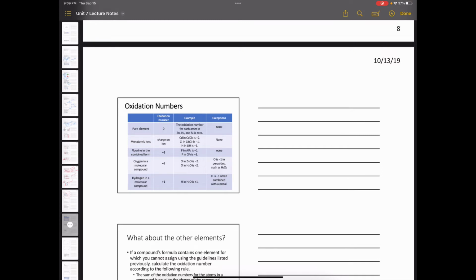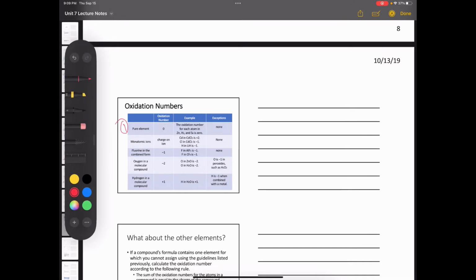Rule number 1. Pure elements always have an oxidation number of 0. So the oxidation number for each atom, something like zinc, will be considered 0. A diatomic molecule like hydrogen, H2, or oxygen, or N2, or S8, F2, Cl2, all those will have a zero oxidation number.